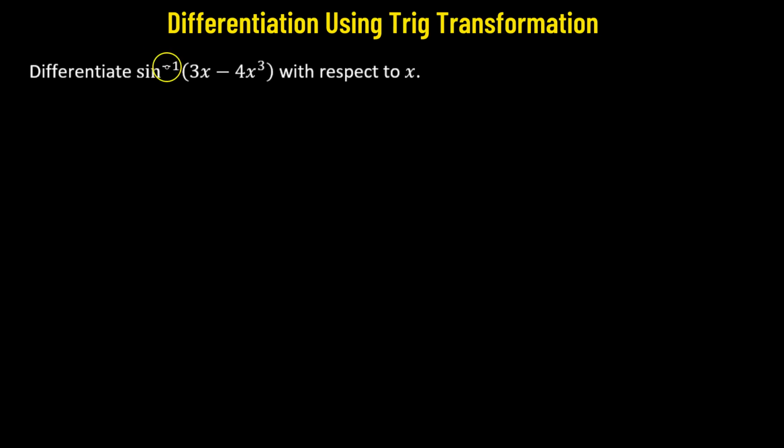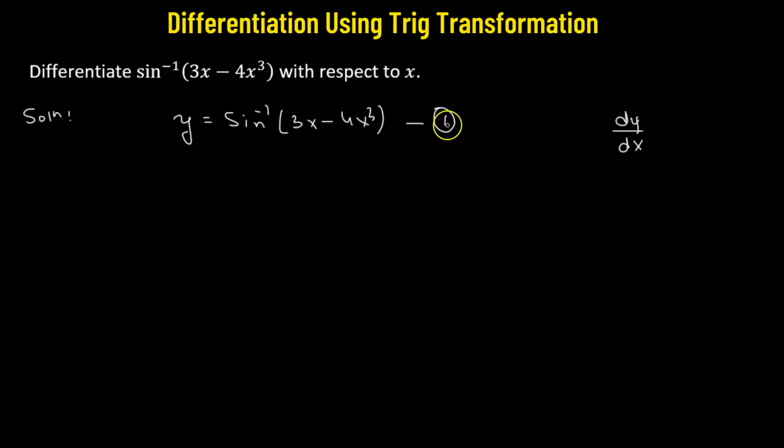We need to find the derivative of sine inverse of 3x minus 4x cubed with respect to x. So let's begin by assuming y equals sine inverse of 3x minus 4x cubed. That means we have to find the value of dy over dx, or the derivative of y with respect to x. So let's label this as equation number 1.